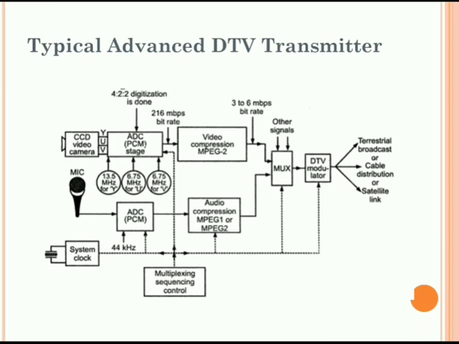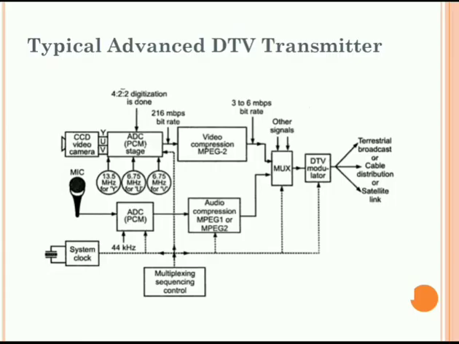The system clock generates the clock for the different timing, multiplexing and control pulses. That's why we are using the system clock here. Multiplexing and sequencing controls are applied because the entire digital bit stream is being processed here.